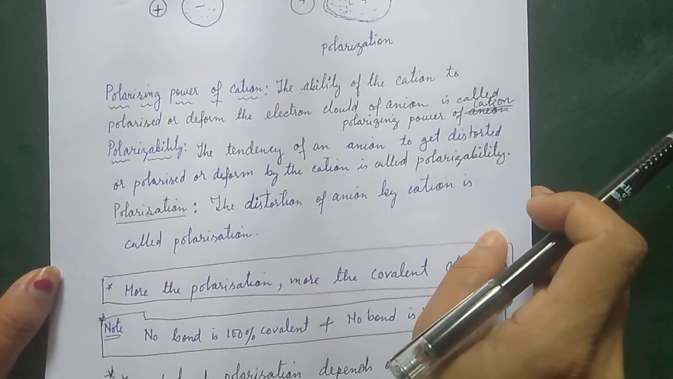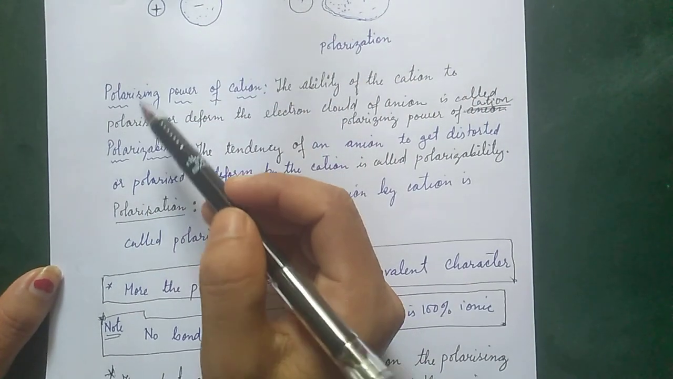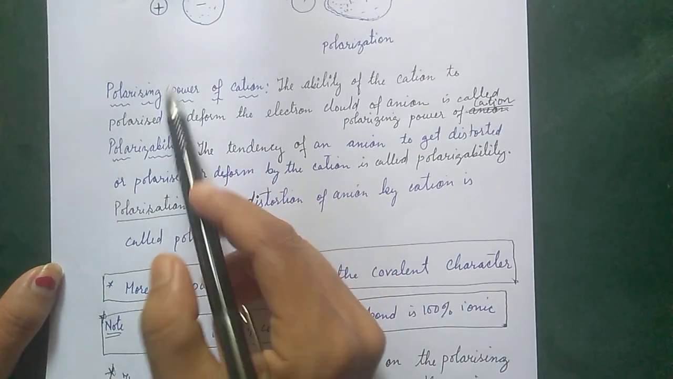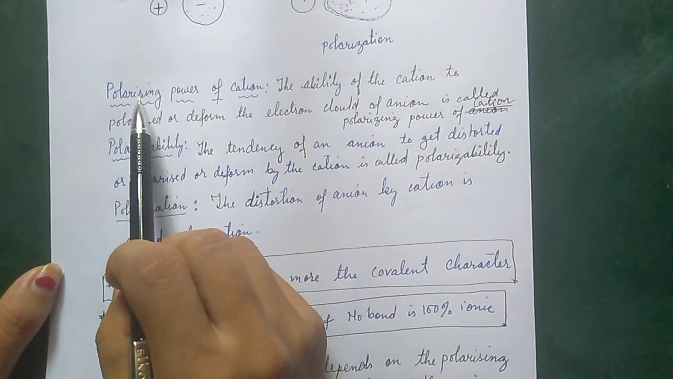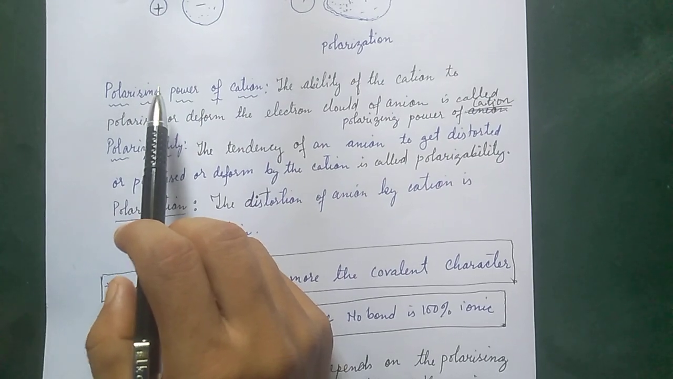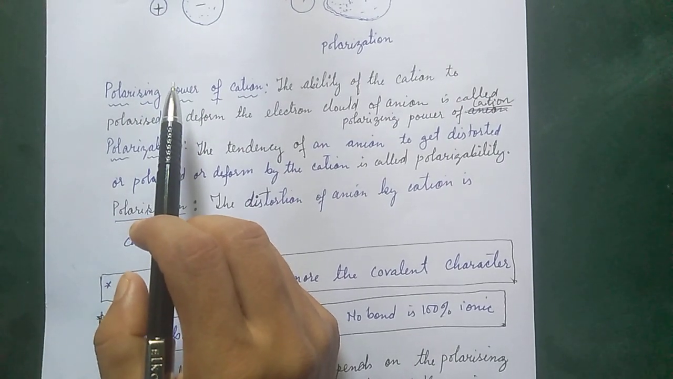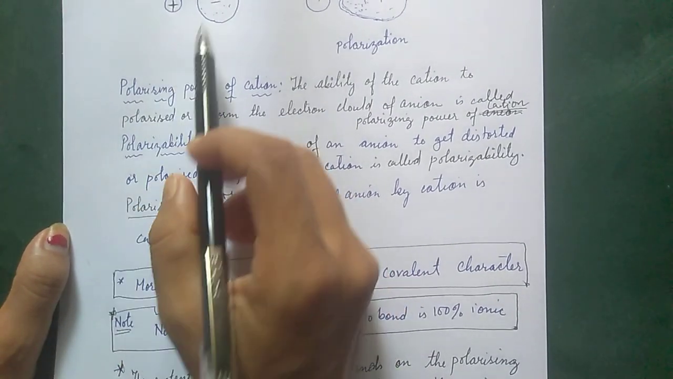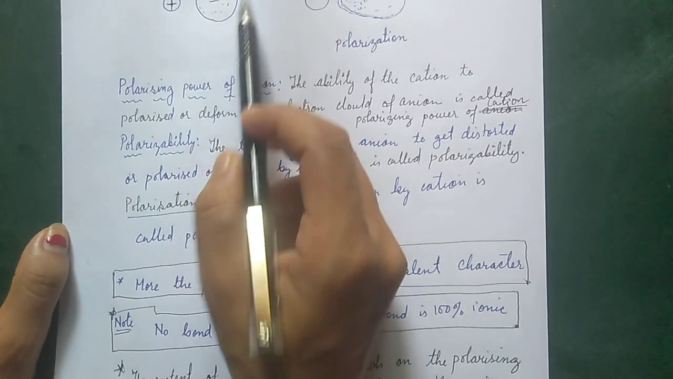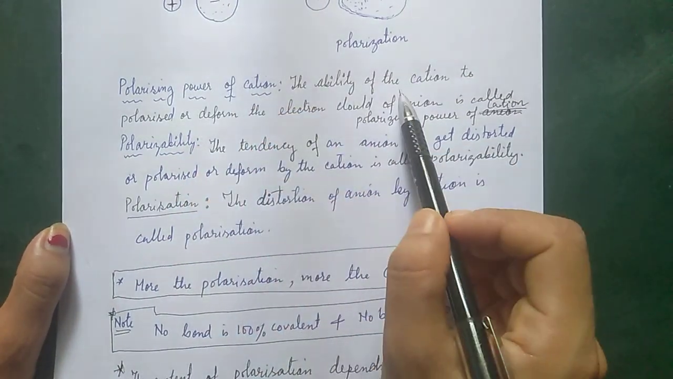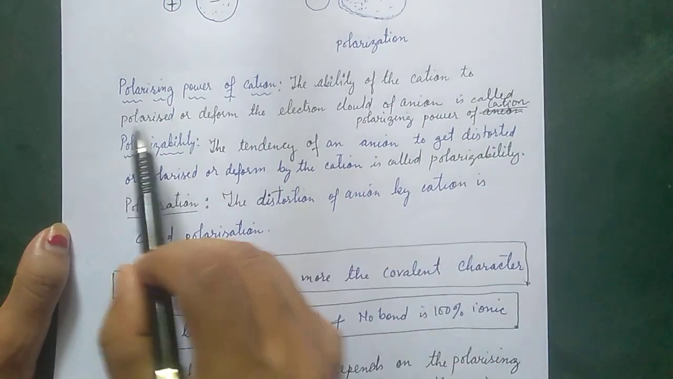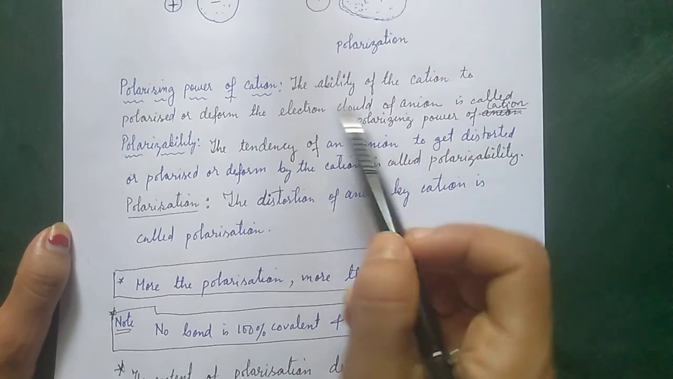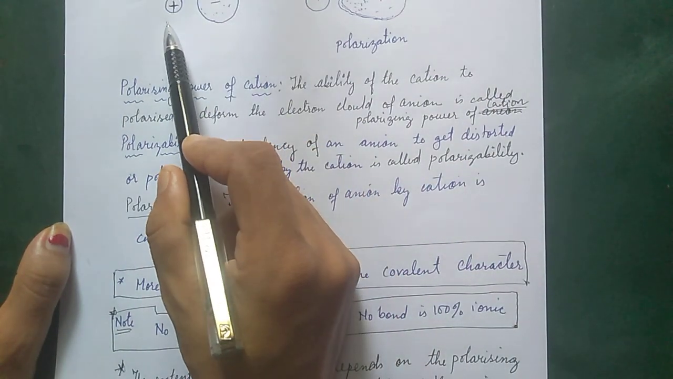Now let us learn how much it distorts, and what is the capacity of the cation to distort. When we talk about the cation, due to its positive charge, it has the capacity or ability to distort or change the shape of the anion or its electron cloud. This ability of the cation to polarize or deform the electron cloud of the anion is called the polarizing power of the cation. So power belongs to whom? It belongs to the cation.